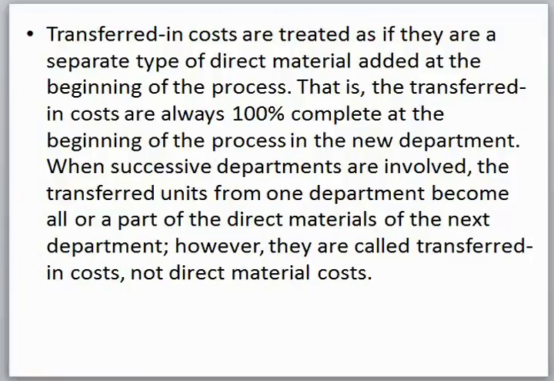Transferred in costs are treated as if they are a separate type of direct material added at the beginning of the process. That is, the transferred in costs are always 100% complete at the beginning of the process in the new department. When successive departments are involved, the transferred units from one department become all or a part of the direct materials of the next department. However, they are called transferred in costs, not direct material costs.